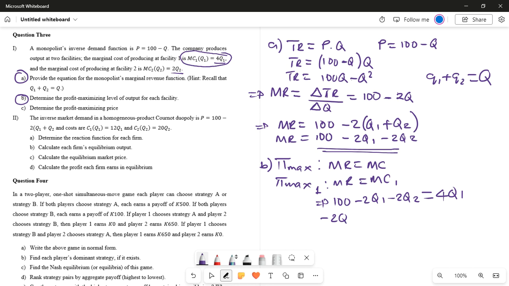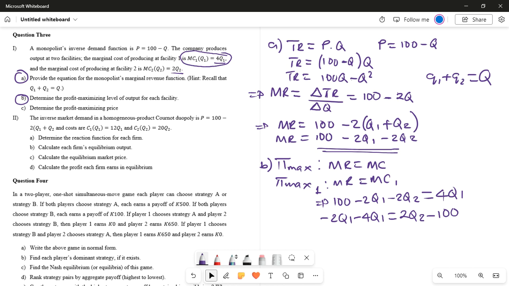So it's going to be negative 2Q1, and then this 4Q1 should cross the equal sign so that it can join the other term with Q1. So that will be minus 4Q1 is equal to, now what we should do is we get this minus 2Q2, we take it the other side, so that it's going to be 2Q2, and then we get this 100, also take it the other side, so it's going to be minus 100, like that.